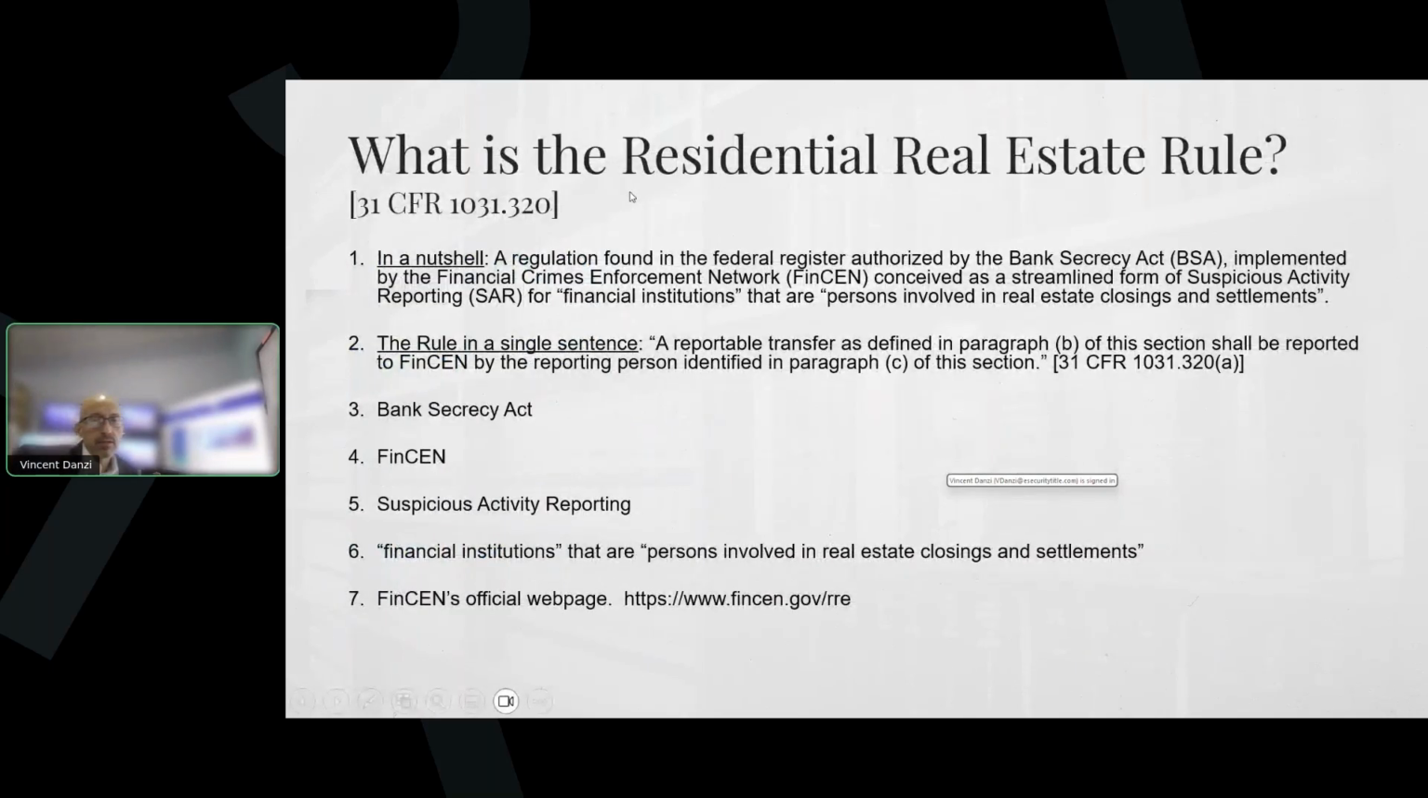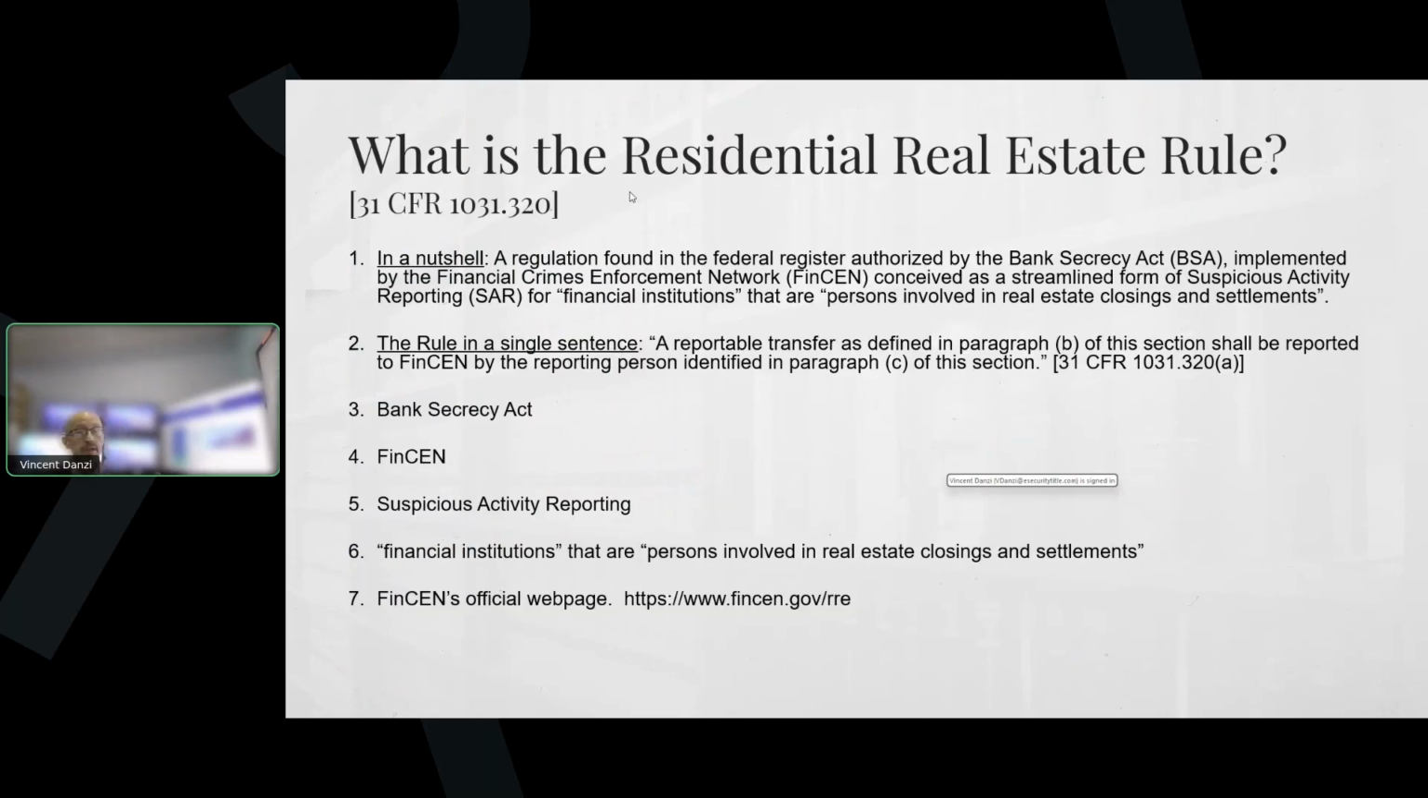So what is the residential real estate rule? Well, simply put, it is a regulation that is found in the Federal Register. It's authorized by the Bank Secrecy Act. It's implemented by the Financial Crimes Enforcement Network, and it's conceived of as a streamlined form of suspicious activity reporting for financial institutions that are persons involved in real estate closings and settlements. That's us. So it's a special abbreviated form of suspicious activity reporting is one way of looking at it.